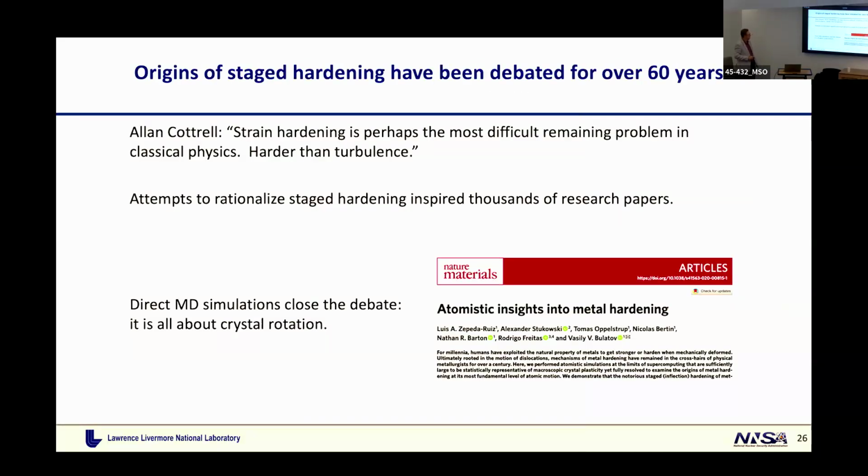So I wouldn't necessarily share the sentiment of the great physicist Alan Cottrell, who opined that strain hardening is perhaps an even more complicated problem to solve than turbulence. That was his opinion. In any case, whether it's hard or not, it instigated thousands of papers and fierce fighting about different methods, sometimes really contradicting each other in their assumptions. And that is pretty much it. The crystal rotates, you will have this hardening. So I think we more or less close the debate.